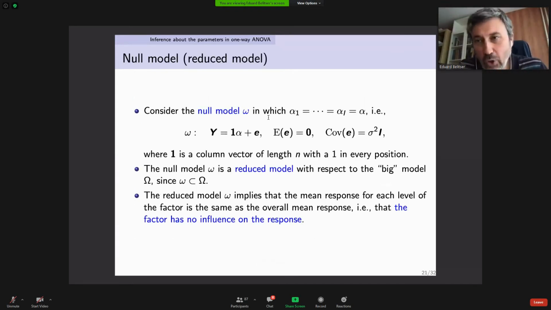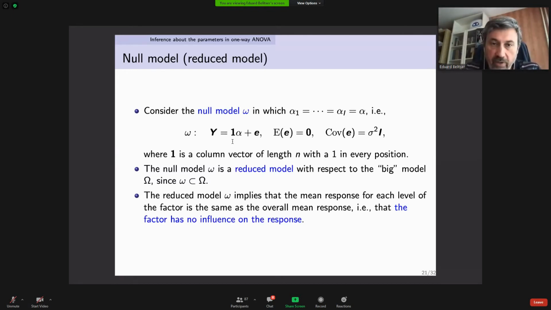Okay, now let's go to the null hypothesis. What does the null hypothesis say? This is what we want to test. We want to test whether all alphas are equal to the same value. Remember, we set mu to be 0, so we just stick to this parameterization when mu is equal to 0. And then the null hypothesis says they're all the same. If they're all the same, then our model becomes very simple. This is just all observations are equal to alpha plus noise.